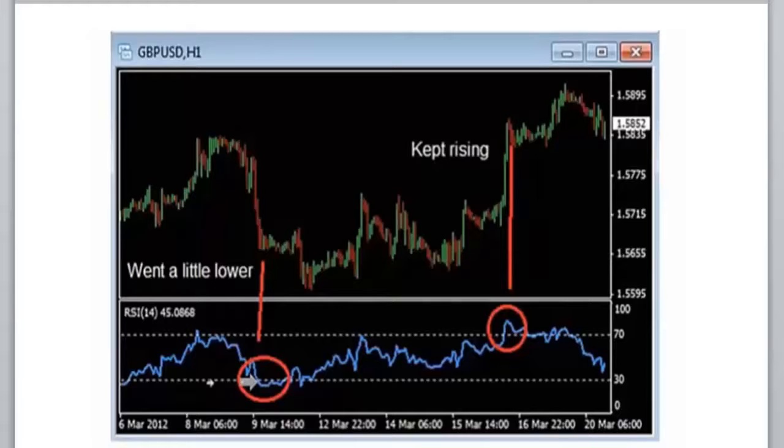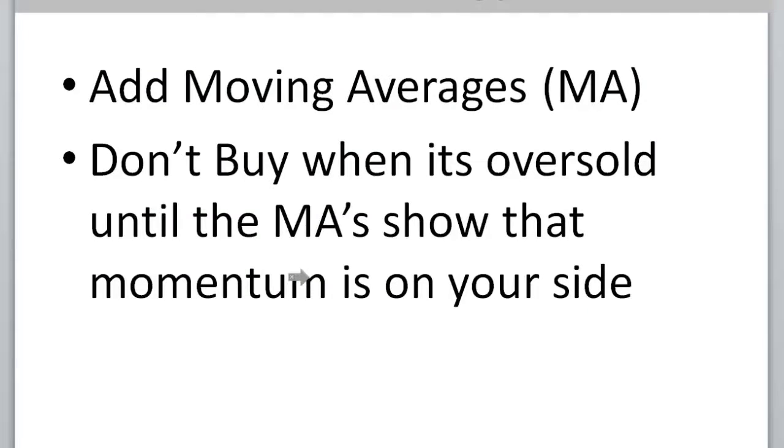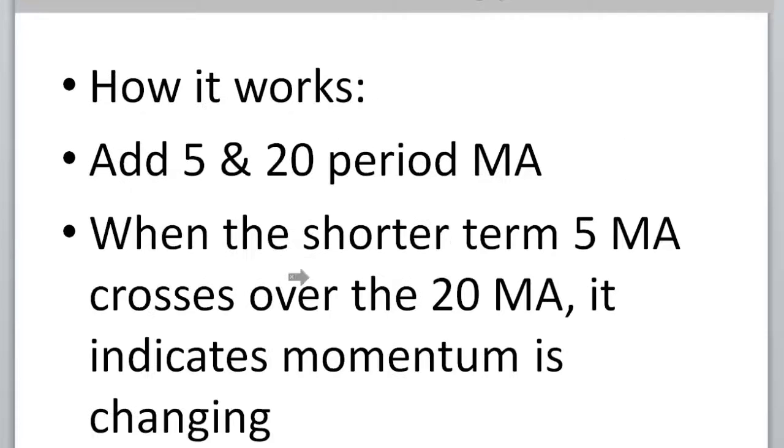So we see that we have this move down, we have the downward momentum, so we don't want to be buyers until this momentum stops. We don't want to be buying as the overselling is continuing. By using moving averages, we're going to be able to determine when the momentum is starting to stop, and then we can get into the trade.